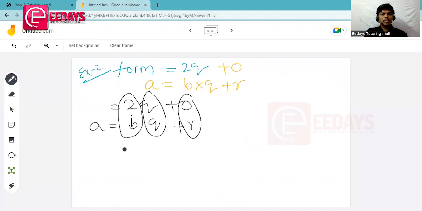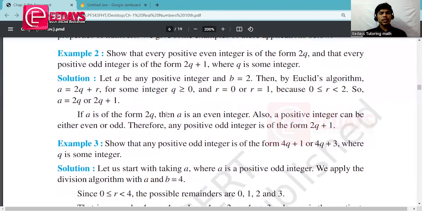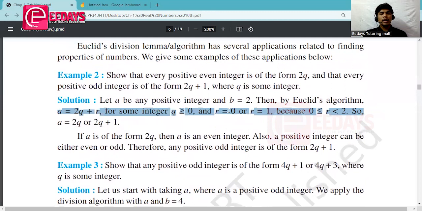Here if you take r is equal to 0, then you'll get 2q. If you take r is equal to 1, let's substitute r is equal to 1 here. Now a is equal to 2q, r is equal to 1. So 2q plus 1 you'll get. So that's why for the odd integer, r is equal to 0 and r is equal to 1. So the limit would be: you can take 0 less than or equal to r and less than 2. So you'll get a is equal to 2q or 2q plus 1.